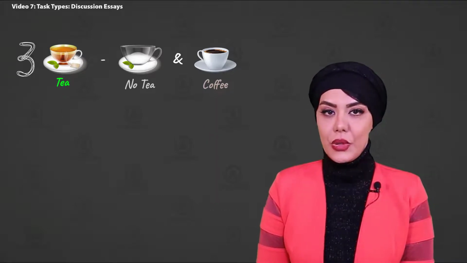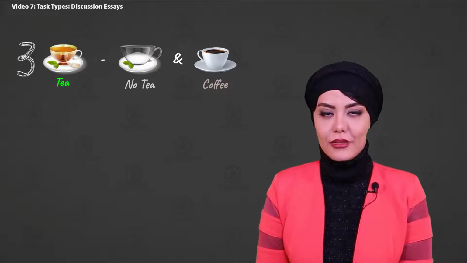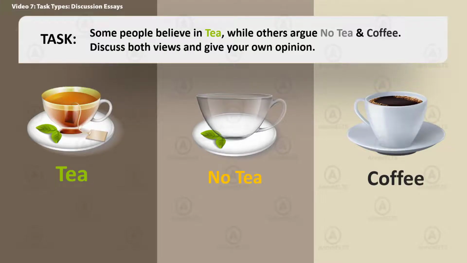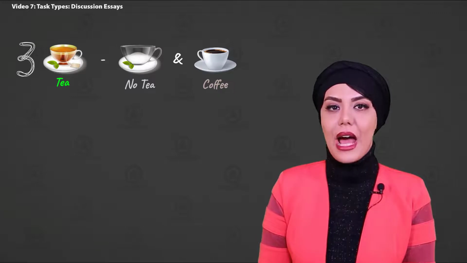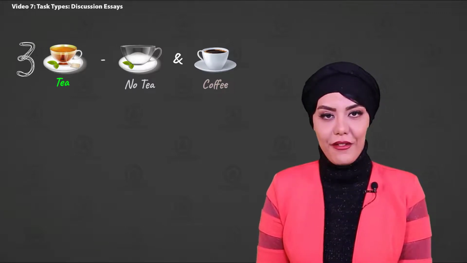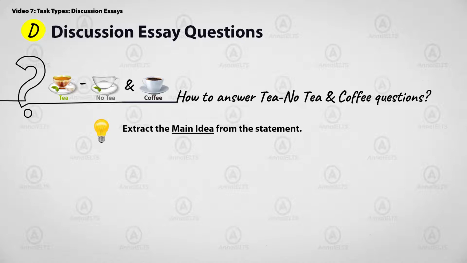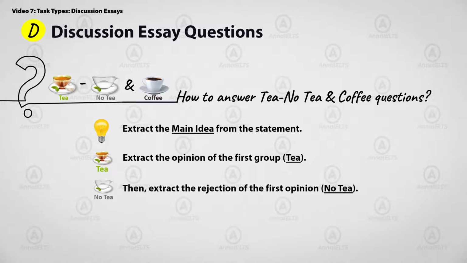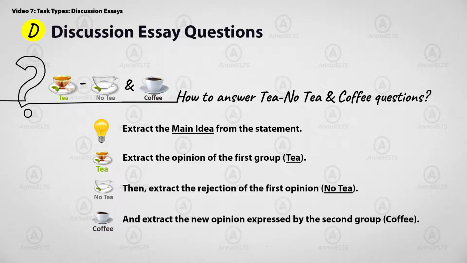How do tea, no tea, and coffee questions look like? Some people believe tea, while others argue no tea and coffee. Discuss both views and give your own opinion. Now let's see how to answer tea, no tea, and coffee questions. Extract the main idea from the statement. Extract the opinion of the first group, tea. Then extract the rejection of the first opinion, no tea. Now extract the new opinion expressed by the second group, coffee.